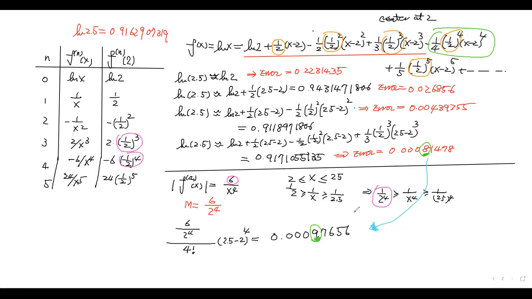So that means the highest error you can incur by using the four non-zero terms, the upper bound error, will be 0.0009765, and when I use the fourth term, the error is 0.0008148. So we know we did it right. All right, so that's it.